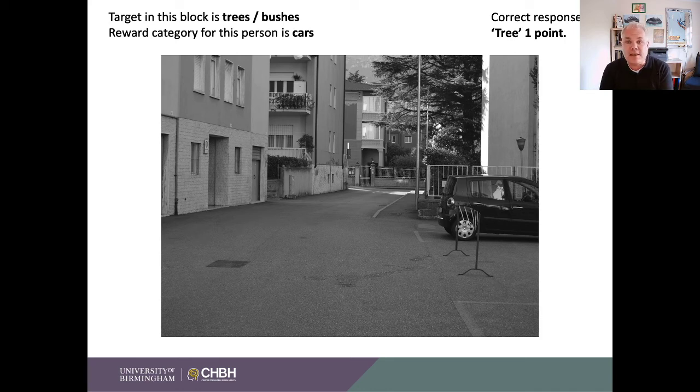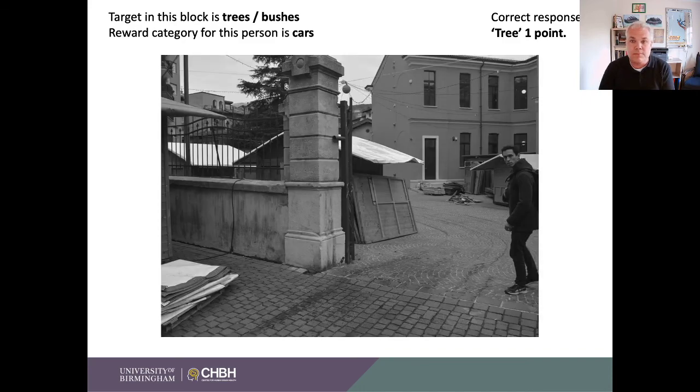So imagine they see this scene. This scene contains a tree. The reward associated category for this person is cars. The correct response is to say, yeah, scene contains a tree, but this scene now critically contains a reward associated distractor. There is this object over here that you've had to look for in the past, and when you've correctly selected that object, you've been rewarded for doing so.